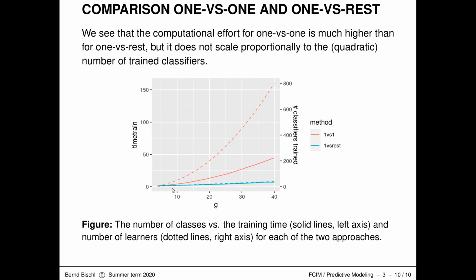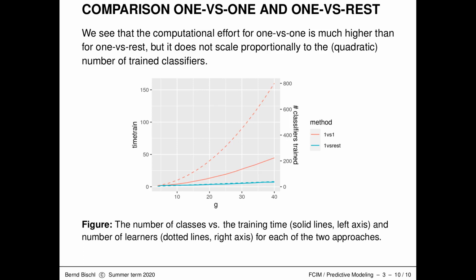What you can see here as dotted lines is simply the number of classes computed as G itself, and as this G times G minus 1 divided by 2 formula. And this red line here is how the training time for the 1 versus 1 classifier scales. You can see that this is much slower than 1 versus rest, but it doesn't scale proportionally to this quadratic curve. So it's a bit less than this.